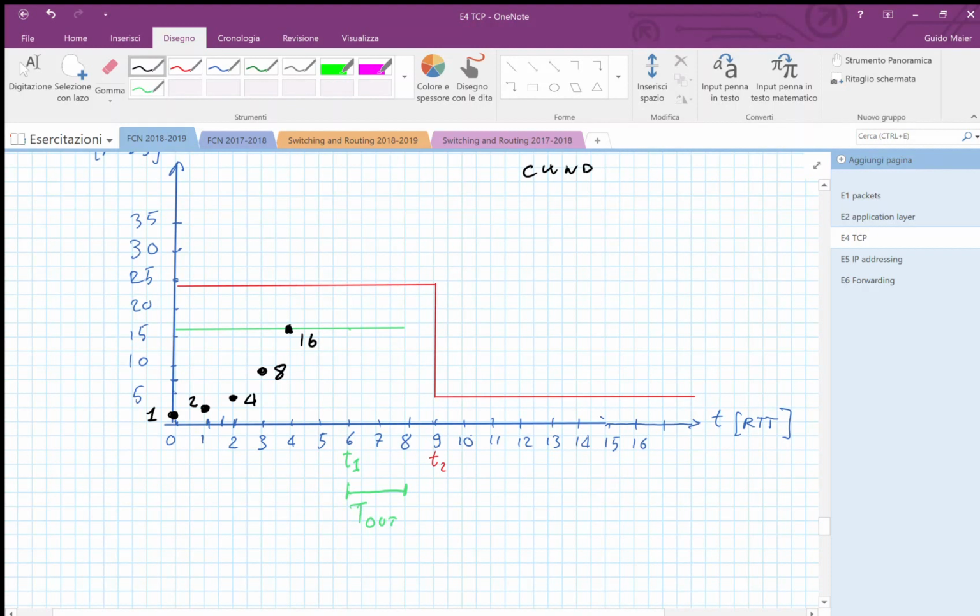When we are at 16, we are hitting the slow start threshold. So now we are entering the congestion avoidance mode. Okay. Here we are lucky because we are entering the congestion avoidance mode exactly at the beginning of a new, let's say, group of packets that are sent.